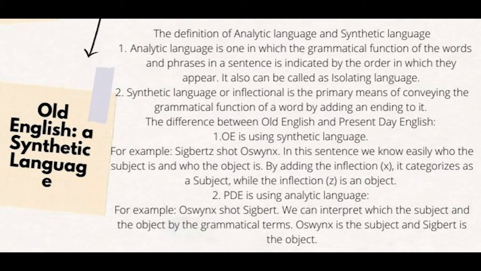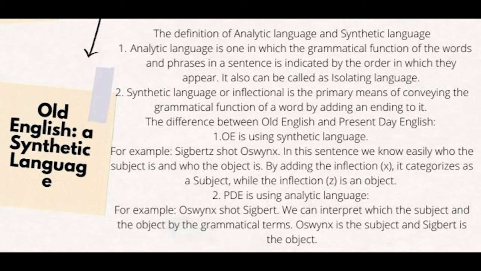The next one is the differences between Old English and present-day English. First, Old English uses a synthetic language, and there is an example: sick birds shot or swings. In the sentence, we know easily who the subject is and who the object is. By adding the inflection X, it is categorized as a subject, while the inflection Z is an object.